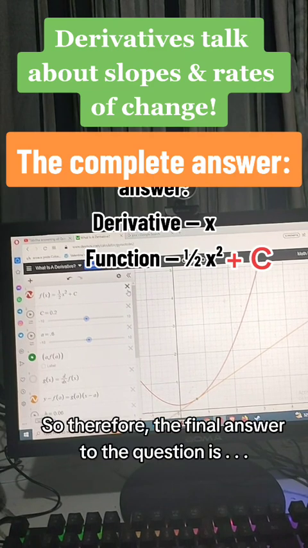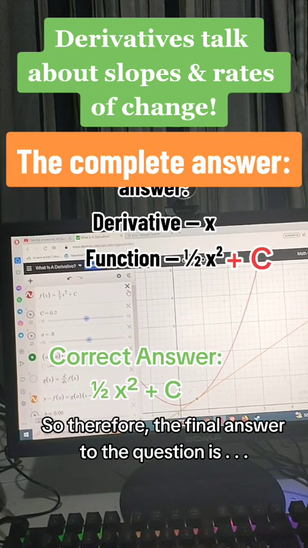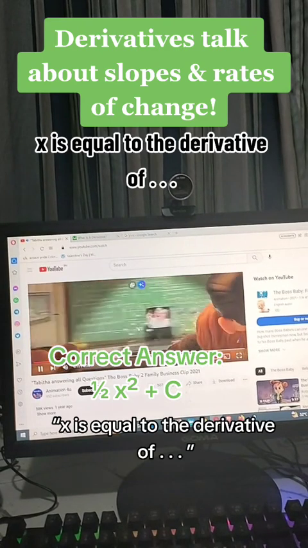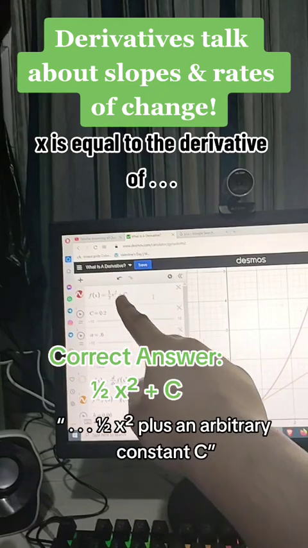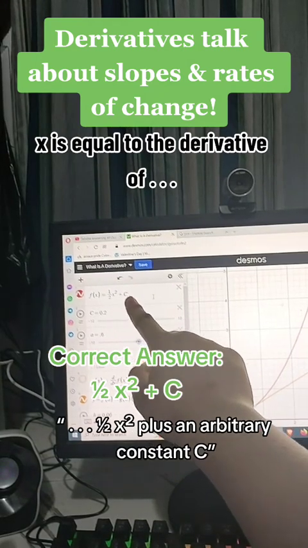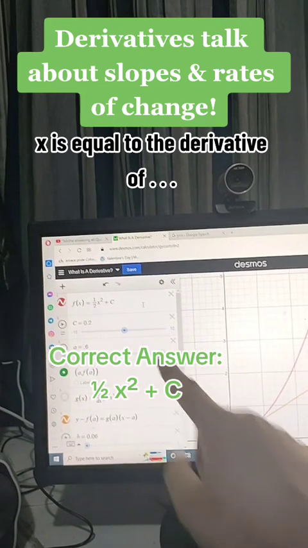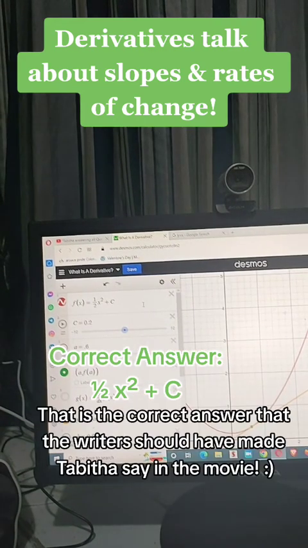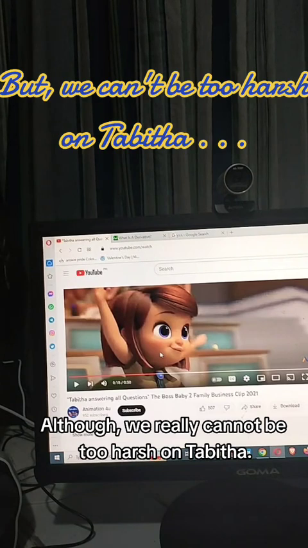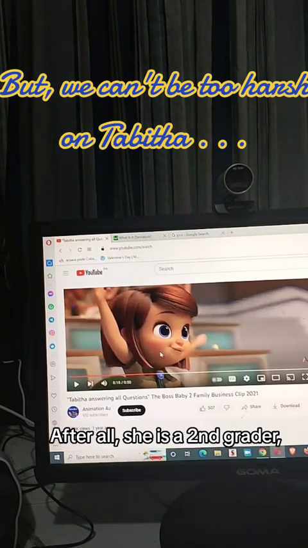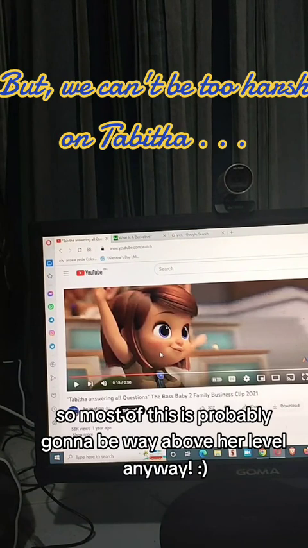So, therefore, the final answer to the question is x is equal to the derivative of 1/2 of x squared plus an arbitrary constant, c. That is the correct answer that the writers should have made Tabitha say. Although, we really cannot be too harsh on Tabitha. After all, she is a second grader, so most of this is probably going to be way above her level anyway.